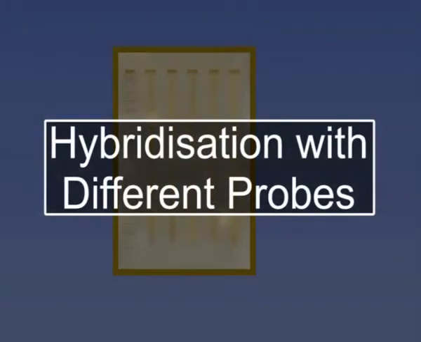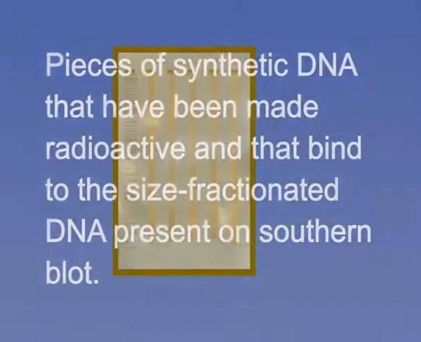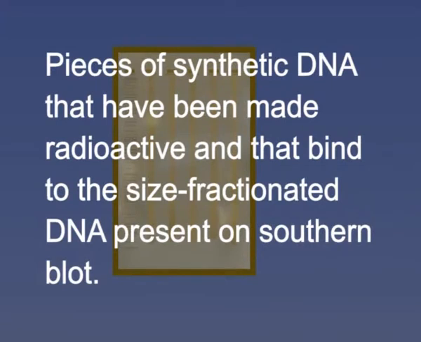The next step is hybridization with certain probes. Probes are basically pieces of synthetic DNA that have been made radioactive and that bind to the size-fractionated DNA present on the Southern blot.